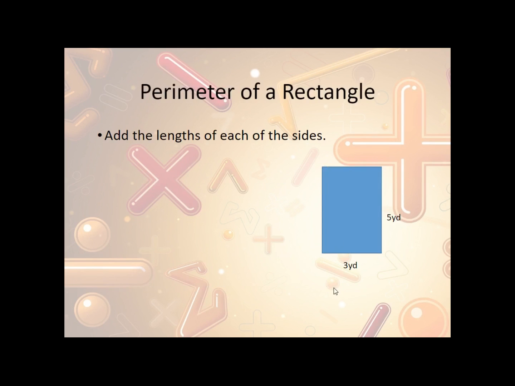Now, let's look at this rectangle. Well, we have that this side is 3 and this side is 5. Well, we know it's a rectangle, so that means that the side opposite of this is also 5, and the side opposite of this is also 3. So even though it's not given, we can still determine what that is. So we would add 3 plus 3 plus 5 plus 5, and we get 16. Again, don't forget your units. It's measured in yards, so this becomes 16 yards.